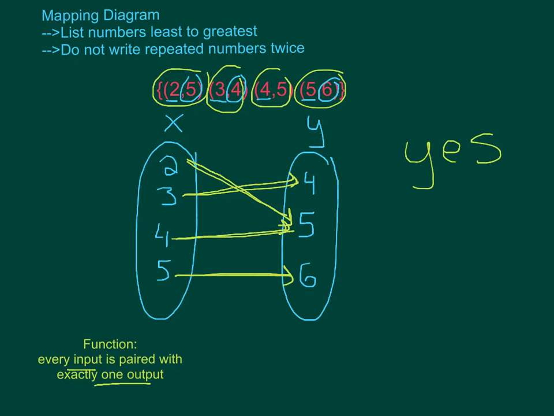It gets confusing because if you look here, two different inputs go to the same output, but that is okay based on the definition because each input only has one output.